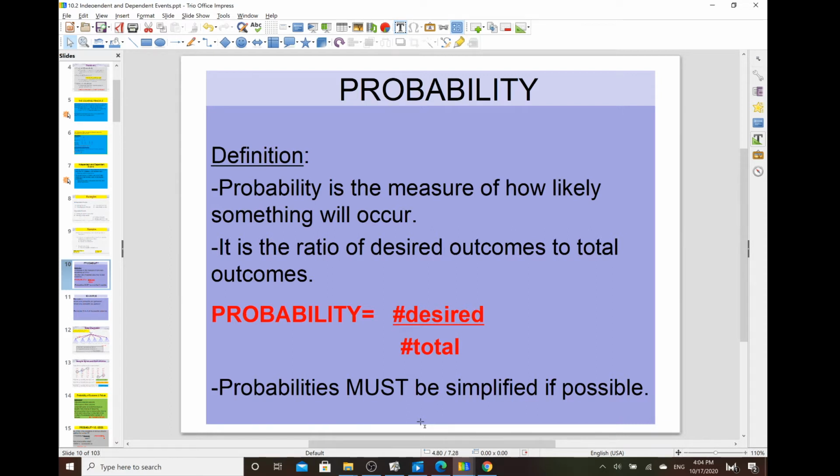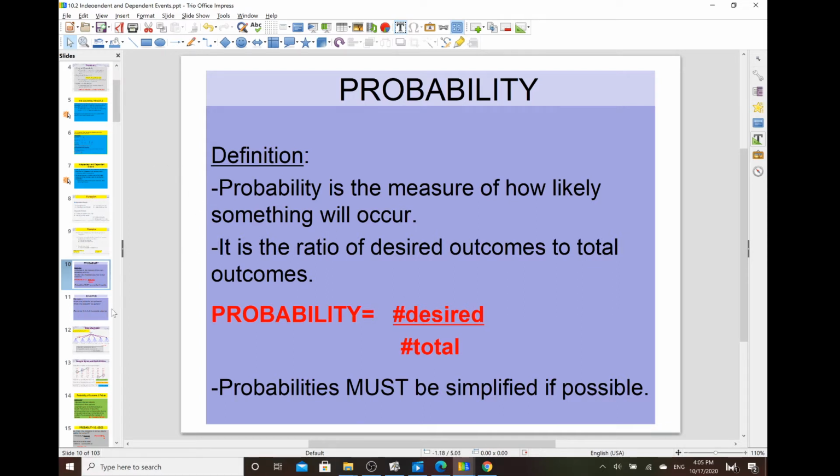So probabilities, let's talk about the definition first. What is that about? It's the measure of how likely something will occur, like the event, and it's the ratio of desired outcomes to total outcomes. So the probability, just like finding a percentage or fraction, is the number of desired over the number of total. Probabilities must be simplified if that's possible. If it's a fraction, you always want to reduce and simplify it, right?